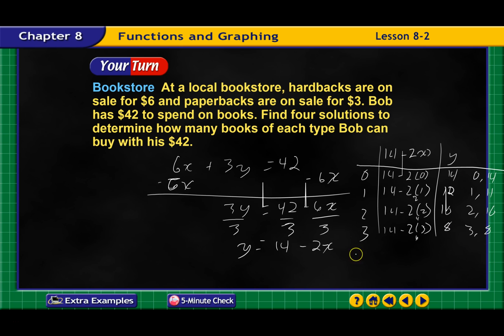So I could have $6 books, 0, and then $3 books, 14, and then 1, 12, and then 2, 10, 3, 8.